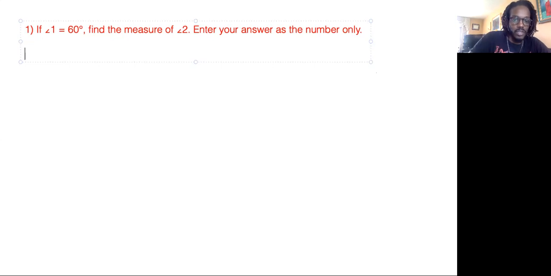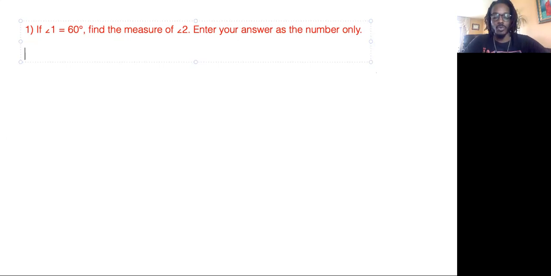Question number two says, if angle two is 35 degrees, find the measure of angle one and enter your answer as a number only. So I'm not going to put X equals 30, I'm just going to put 30 for number one. You're going to do the same thing, and then we're going to set this up the same way. I'll show you another way to go about this. This is the arithmetic method.